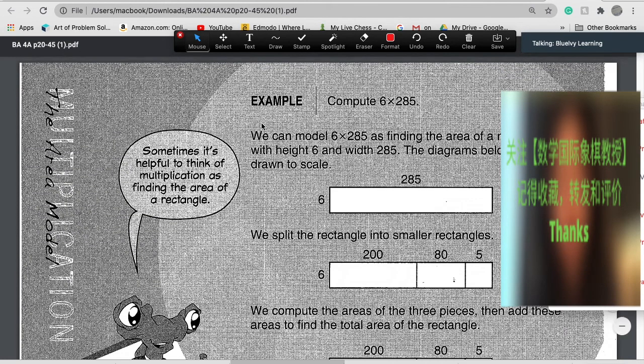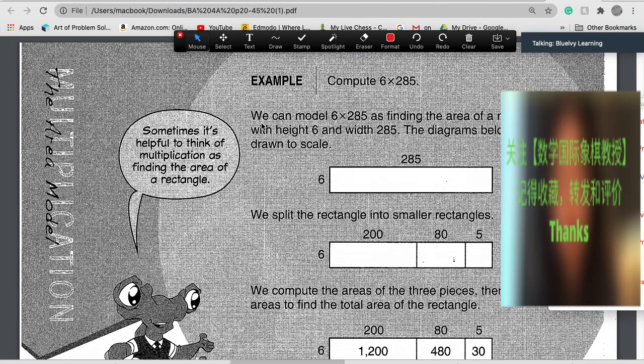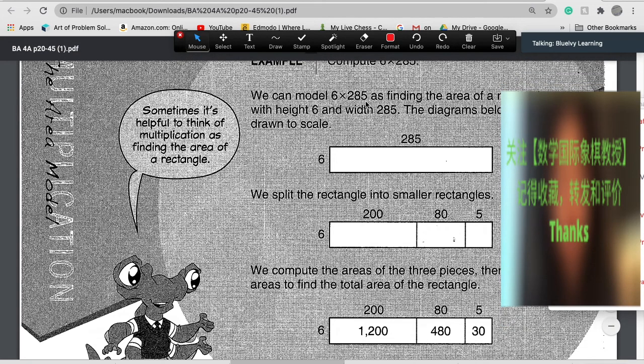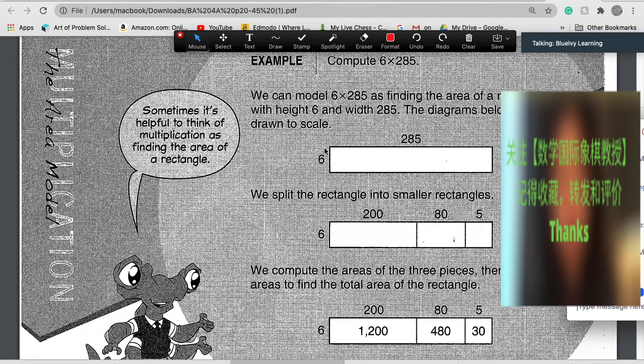This one we'll try to calculate a one digit times 3 digits. Say we try to model 6 times 285 as finding the area of a rectangle with height 6 and width 285. The diagrams below are not drawn to scale. So this height is 6. The width is 285. Then you separate this width as 3 parts, 200, 80 and 5. Then you calculate each rectangle, the area, then you add together.